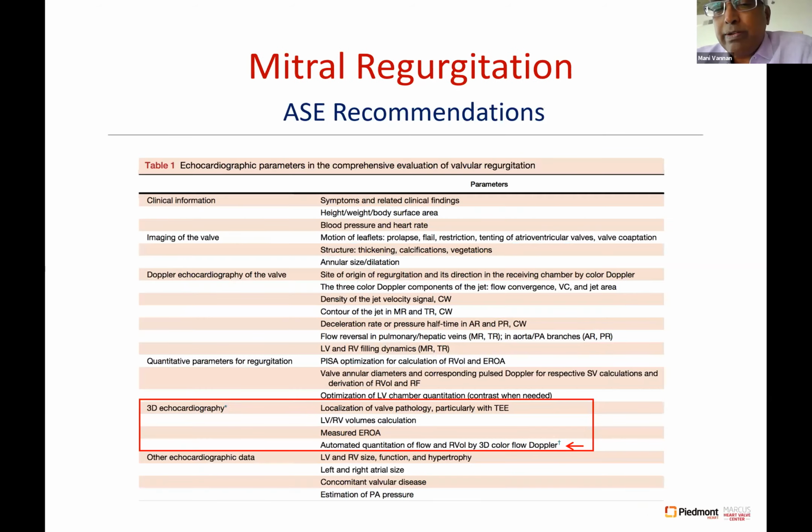And this is actually recognized in the 2017 guidelines without saying it in so many words. And that is why when they talk about regurgitant volume and regurgitant flow, they talk about using 3D colored flow Doppler as a way forwards rather than using 2D regurgitant volume and regurgitant fraction.